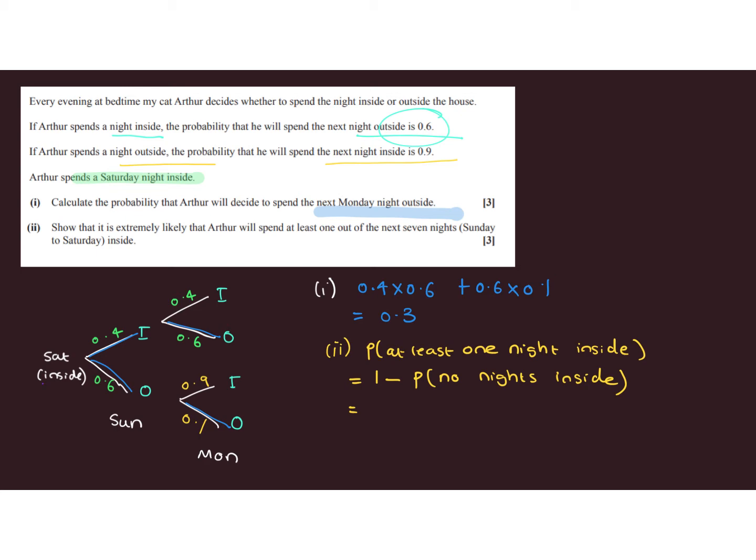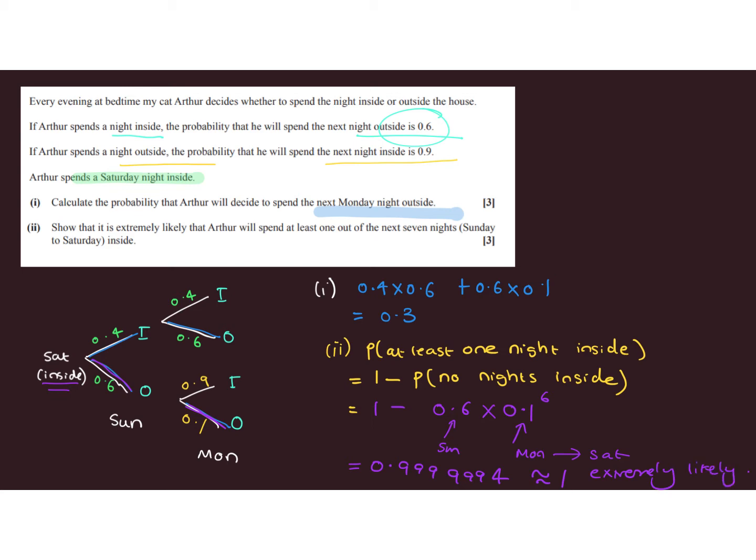paths. Saturday was spent inside, but Sunday must be outside, which is 0.6, but then outside probabilities after that are all 0.1. So it will be 0.6 multiplied by 0.1 to the power of 6 for the 7 nights. So that is Sunday, and then these ones are Monday through to the next Saturday. We of course have to do 1 take away this value, and this gives us an answer of 0.999994, which is really very, very close to 1, which means it's extremely likely.